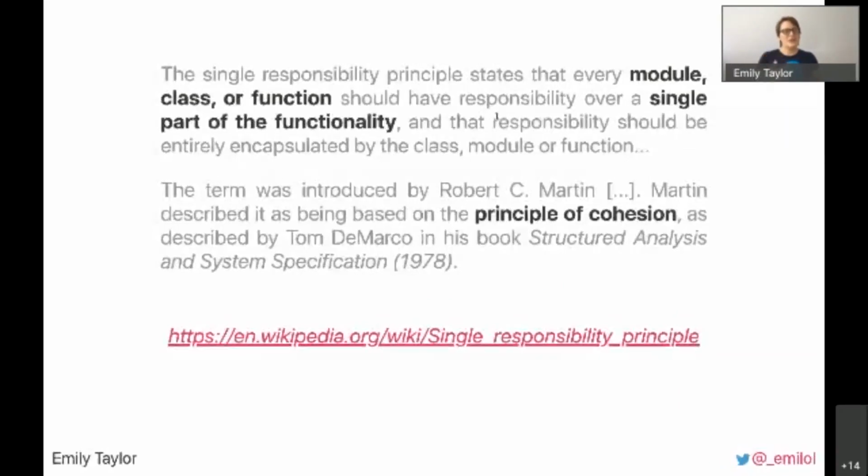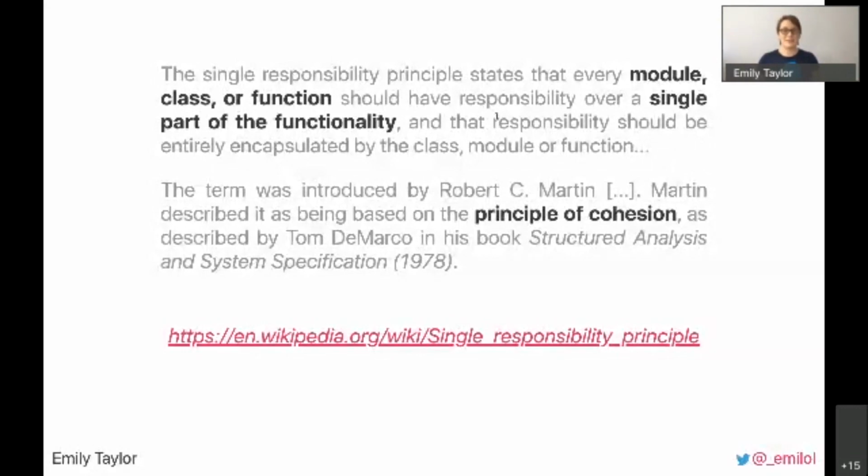And that term is based on a principle of cohesion, and it was introduced by somebody called Robert C. Martin. I hadn't heard of this person referred to as Robert C. Martin before. And when you're on Wikipedia, it gives you links that link to links that link to links. So I learned that Robert C. Martin had done quite a few things.